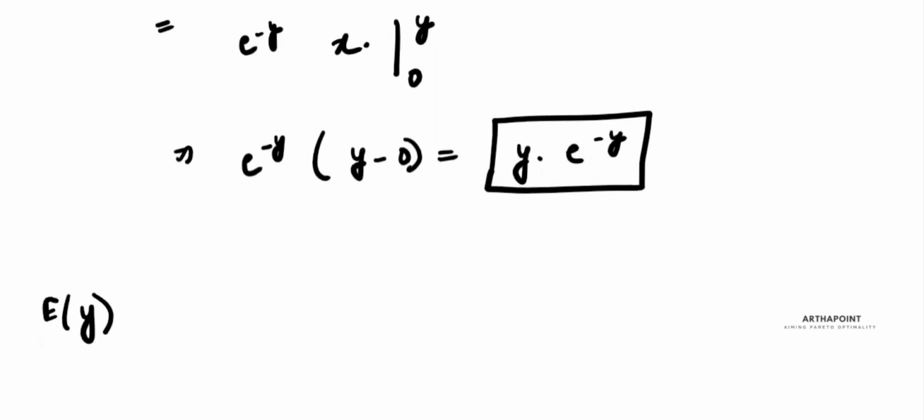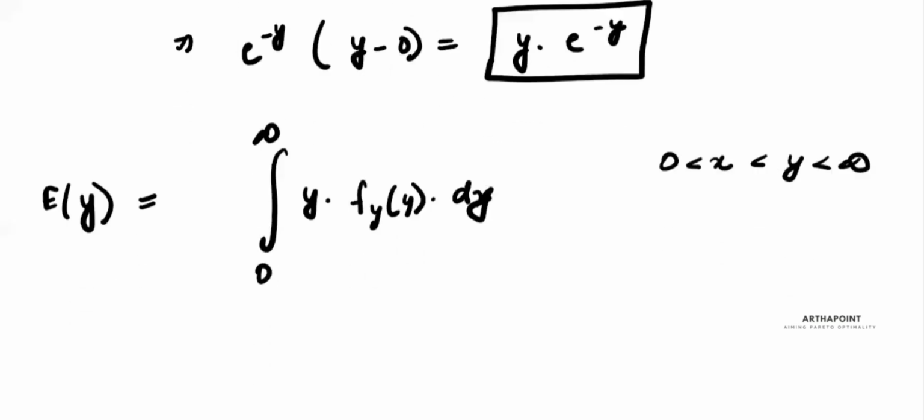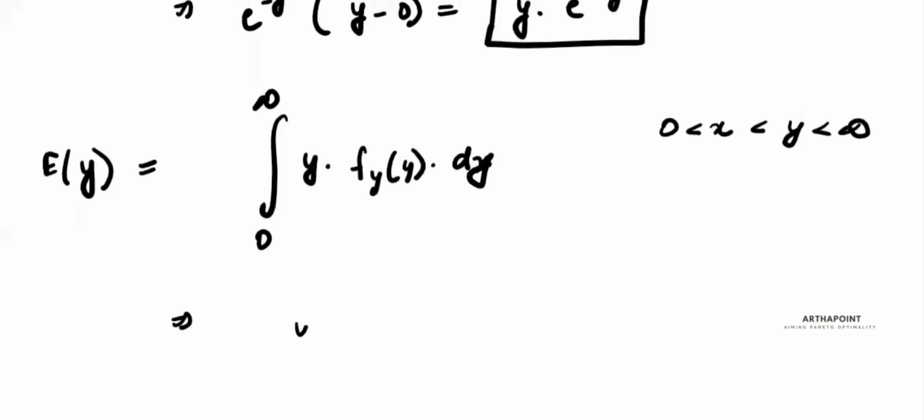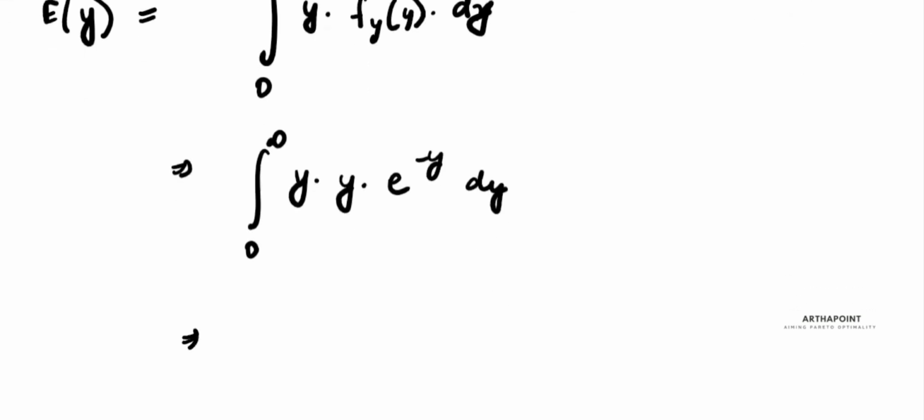Now to find the expected value of y, this is going to be the integration of y into the marginal distribution of y, dy, over all values of y. Again, I'm going to make use of this fact, right? So y is also between 0 to infinity. So you are going to get y into e to the power minus y dy, 0 to infinity. So this is going to be e to the power minus y into y square from 0 to infinity dy.